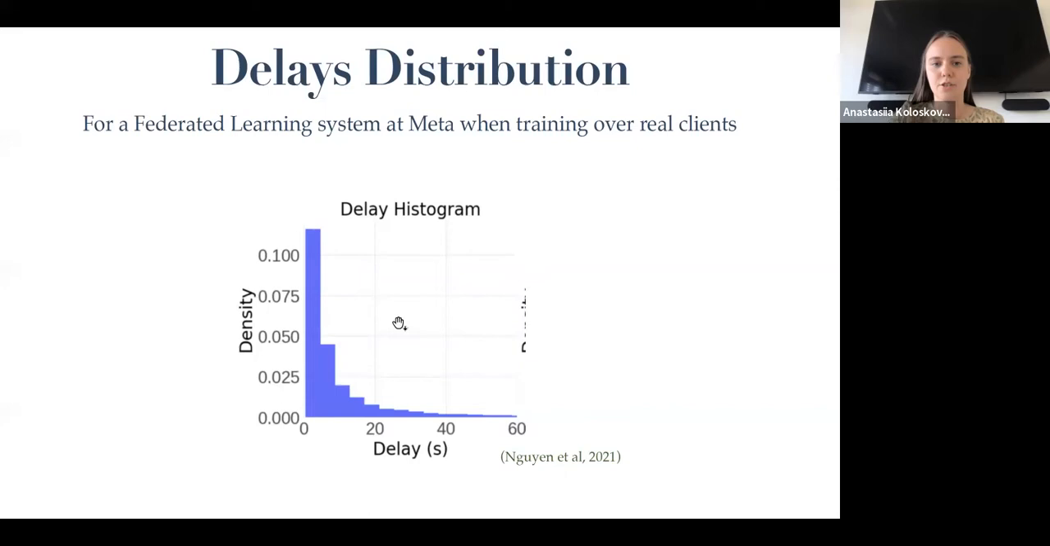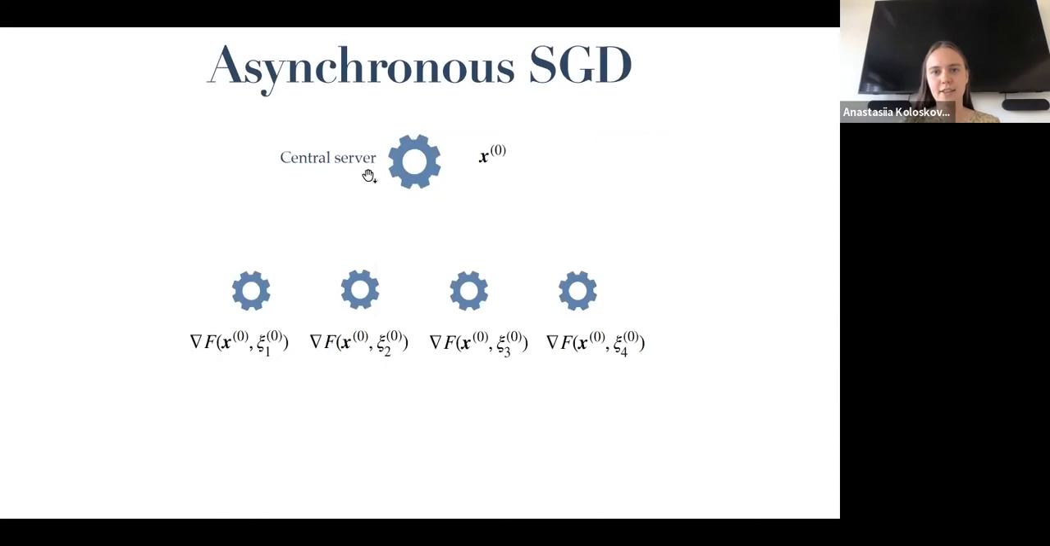So at every iteration, you would need to wait for the slowest one, which is not ideal because most of your clients are fast. And so in this paper, we studied asynchronous SGD algorithm, which solves this problem. And it has the following form.